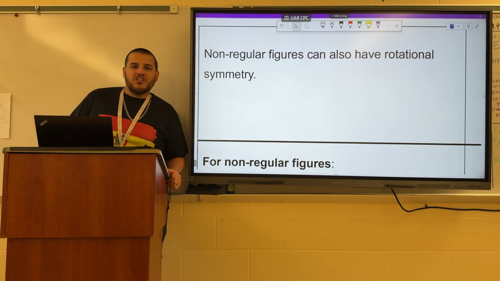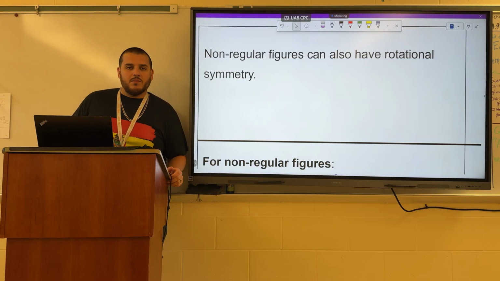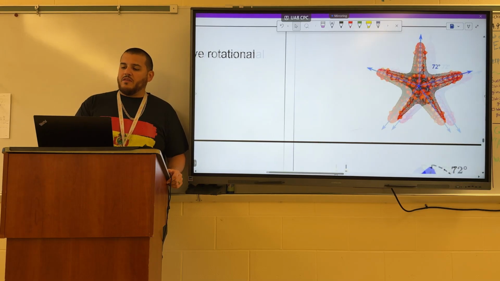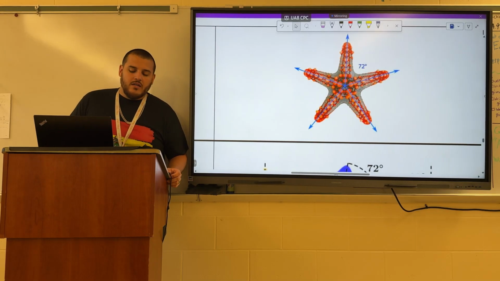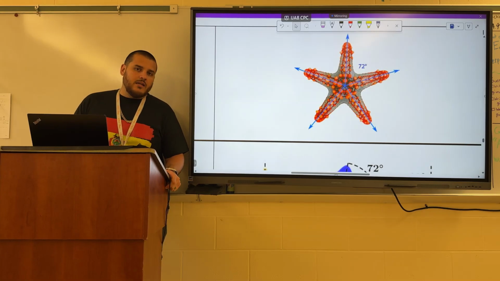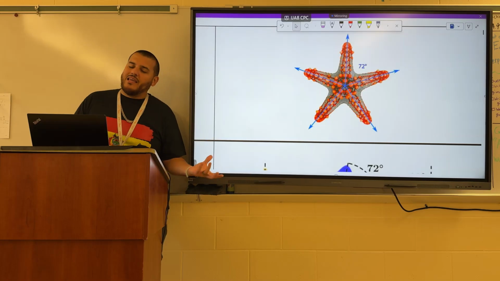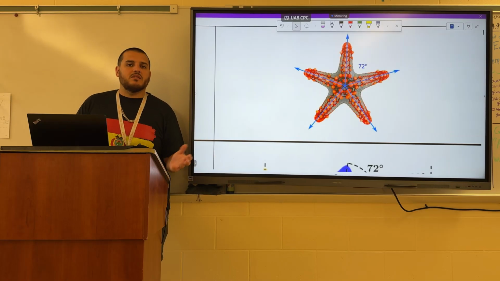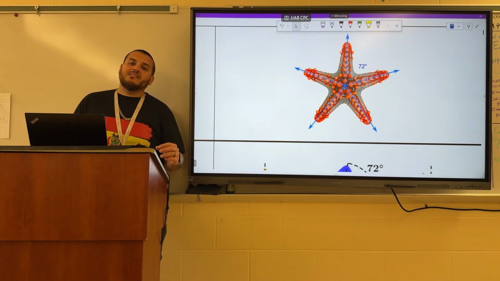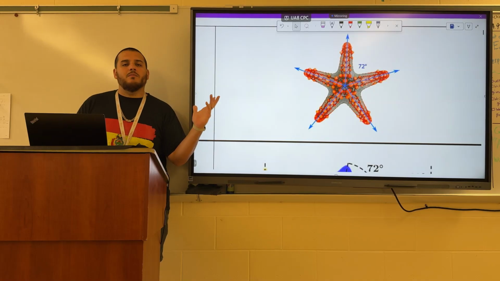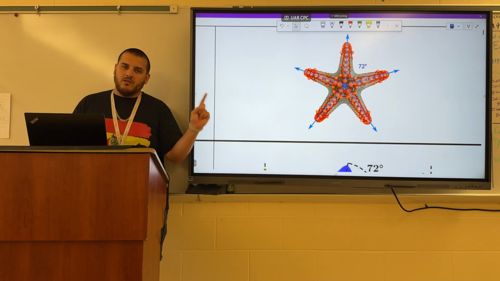Now, where rotational symmetry can differ from a line of symmetry is that we can have non-regular shapes that still have rotational symmetry, all right? And so something like this starfish here, which is not a regular polygon, can still have rotational symmetry because of the, we could say, congruent limbs that our figure has. All right, so this is similar to a pentagon in that it has 5 limbs extending from its center that still gives it rotational symmetry.